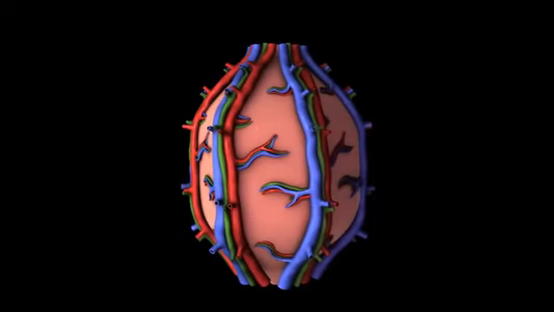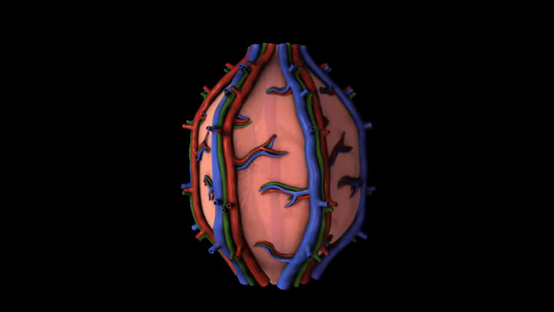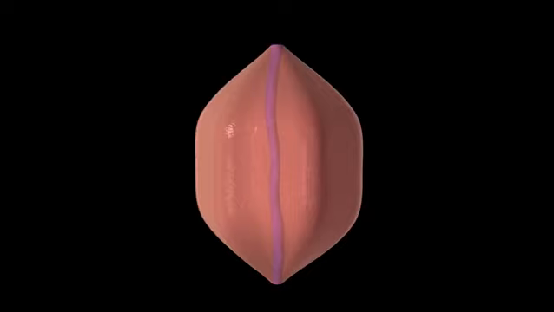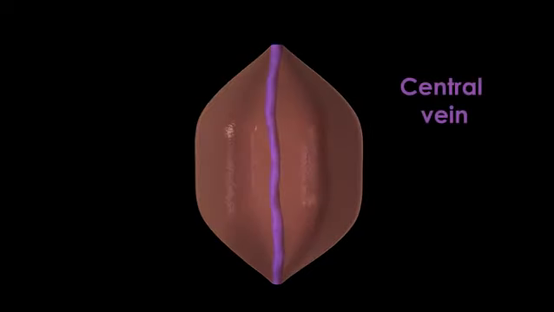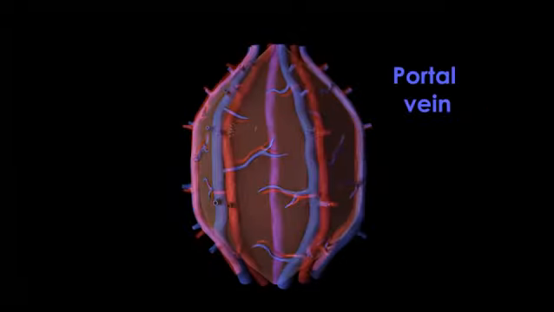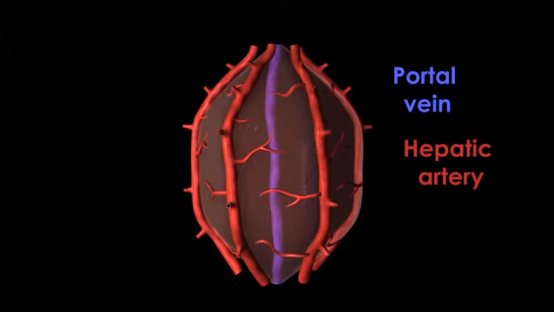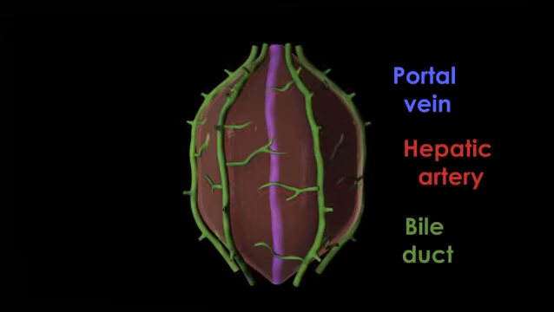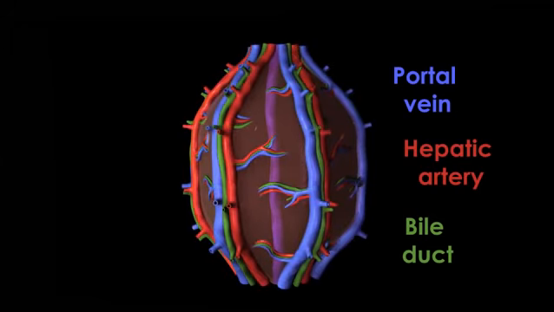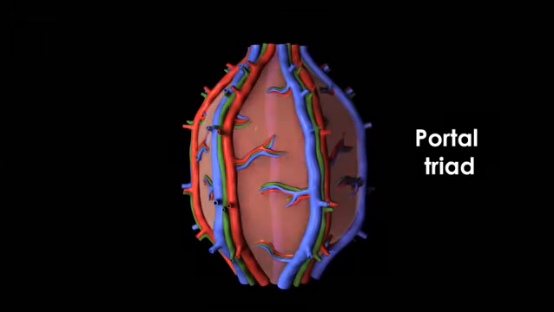The liver lobule is roughly hexagonal in cross-section. In the center of the lobule lies the central vein, which collects blood from the lobule and carries it to the hepatic veins. Located at the lobule periphery are branches of the vessels supplying incoming blood, the portal vein and the hepatic artery. Also located here is the bile duct. Collectively, the portal vein, hepatic artery, and the bile duct together comprise the portal triad.